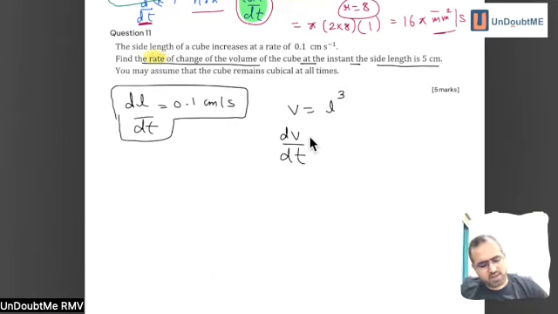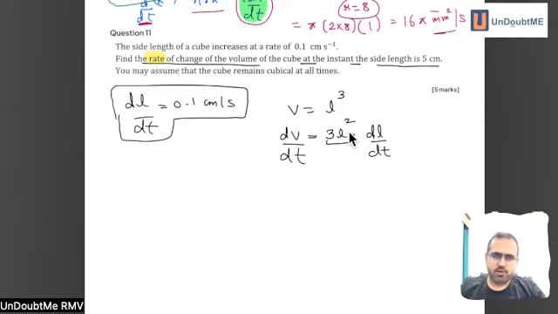So dV by dt will be equal to 3L square, like the differentiation of L cube is the same as the differentiation of X cube. But the only new thing is we cannot leave it till here. We have to write dl by dt. When we write 3L square, that was the differentiation of a power. Once we are done with that, we need to differentiate L also. That's why we have to write dl by dt.